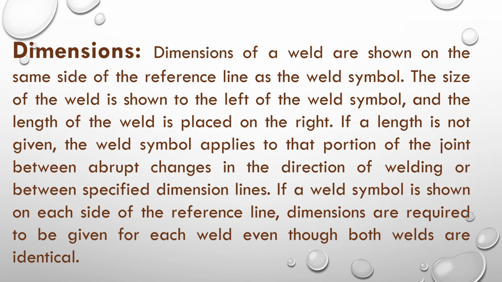Dimensions. Dimensions of a weld are shown on the same side of the reference line as the weld symbol. The size of the weld is shown to the left of the weld symbol, and the length of the weld is placed on the right. If a length is not given, the weld symbol applies to that portion of the joint between abrupt changes in the direction of welding or between specified dimension lines. If a weld symbol is shown on each side of the reference line, dimensions are required to be given for each weld even though both welds are identical.